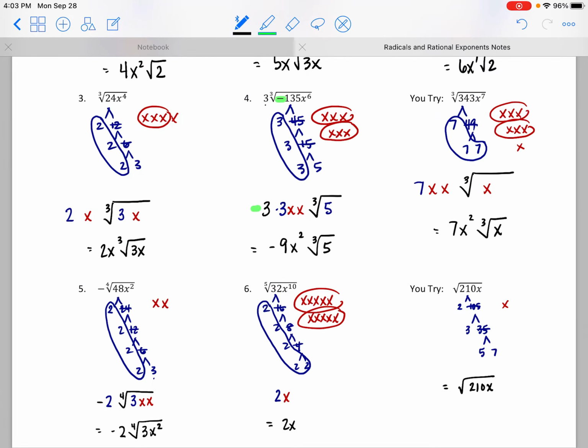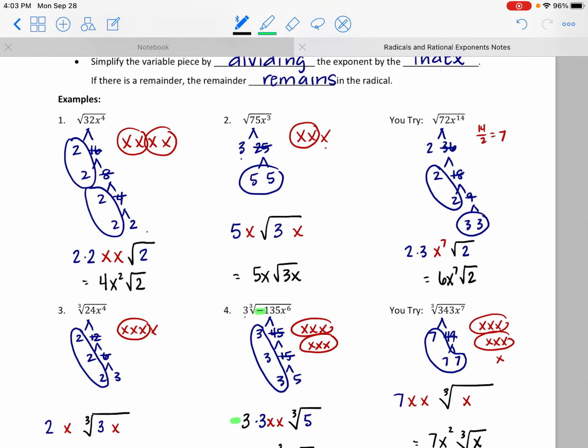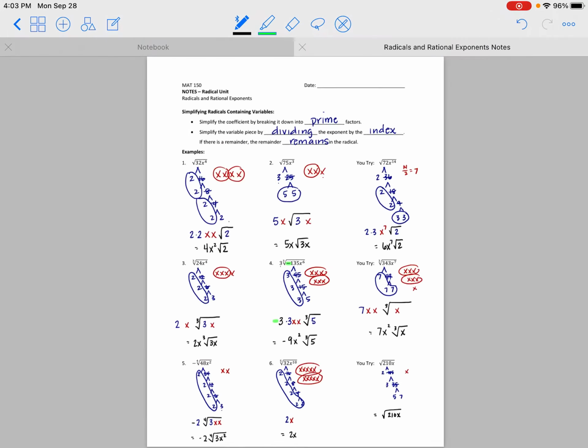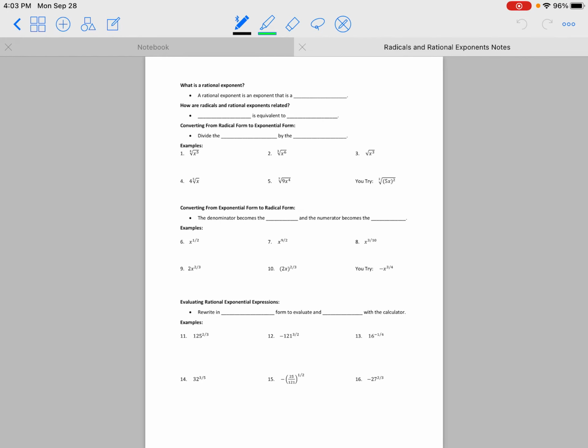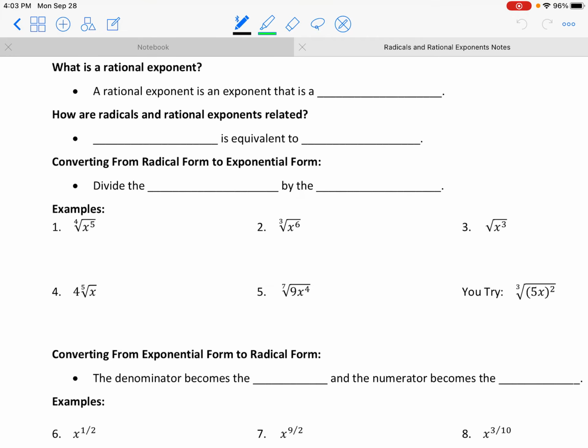Again, just kind of a recap of what we did yesterday, throwing in the variable piece, but they work the same way, and feel free to use shortcuts where you can. Okay? Now, let's talk about something new, which it's possible you haven't seen before, but a rational exponent, and it seems like it doesn't connect to radicals, but it absolutely does.